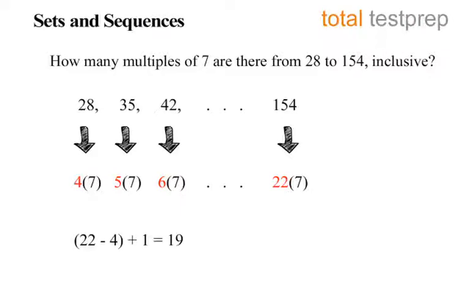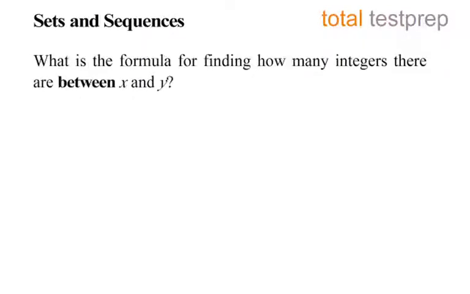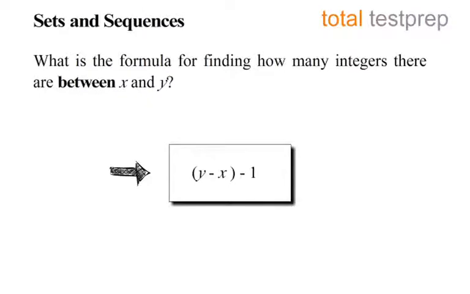It turns out that we can use the formula from before to find how many integers there are from 4 to 22 by saying 22 minus 4 plus 1, which gives us 19. What is the formula for finding how many integers there are between x and y? The formula here is y minus x minus 1. Instead of the plus 1, we subtract 1.